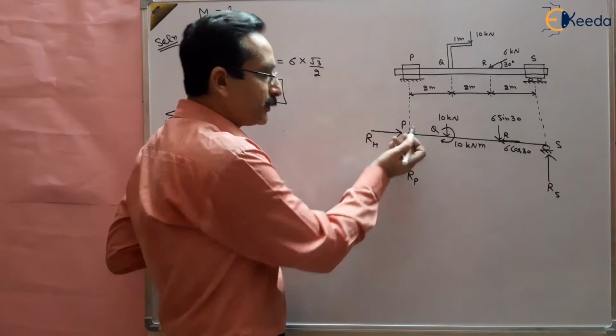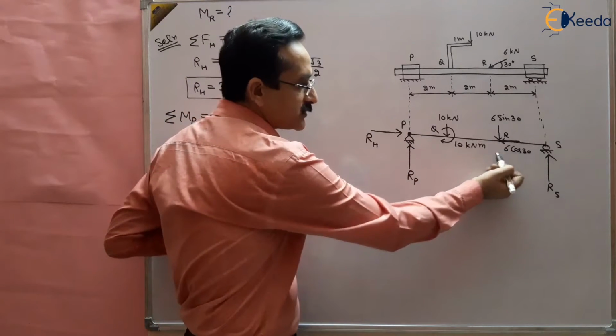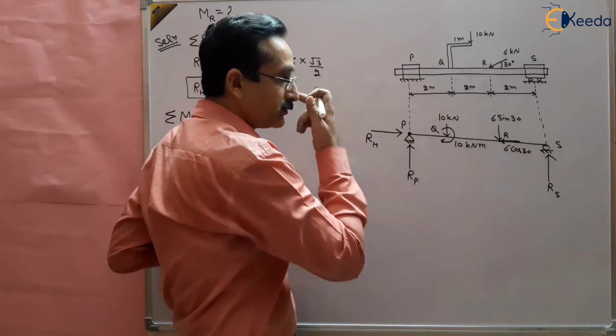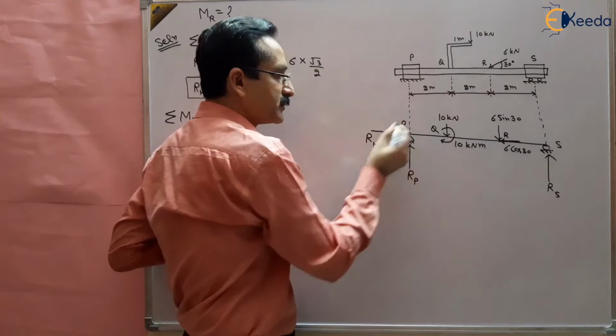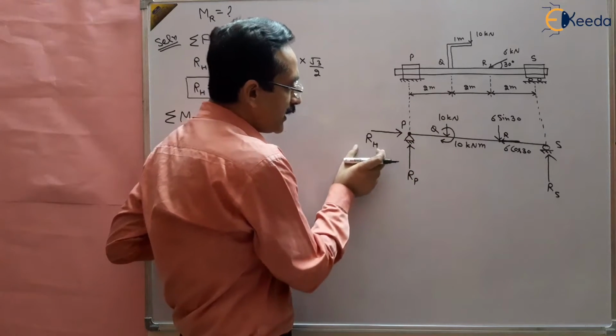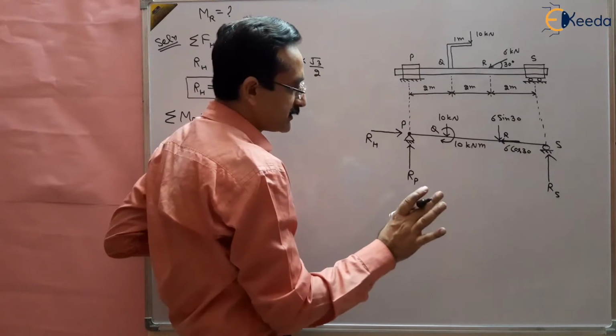Moment of RP about P is 0 because it is passing through P point only. Moment of 6 cos 30 is also 0 because the action of this 6 cos 30 is passing through P point only. So the moments of RH, RP, and 6 cos 30 vanish, right?